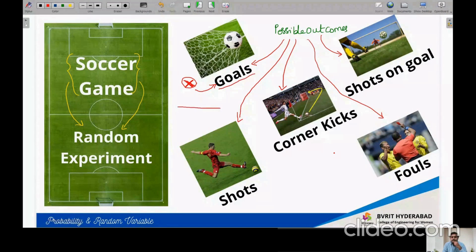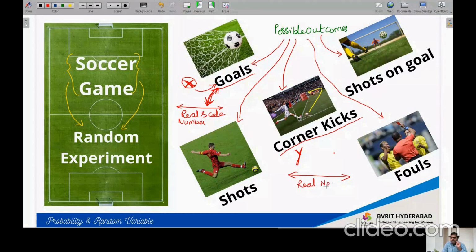And here, I have already told you that the random variable will definitely map the outcomes onto a real number scale. Am I right? Yes, this random variable will be mapping the outcomes onto a real number scale. Okay. Suppose here I have defined a new random variable Y, which is going to consider this outcome, corner kicks. And again, that random variable Y will be mapping that specific possible outcome of the number of corner kicks onto a real number scale. Can you see that mapping? Yes, sir.